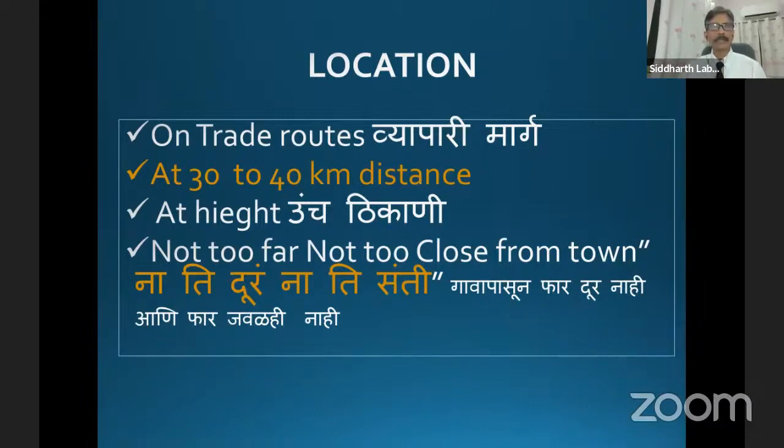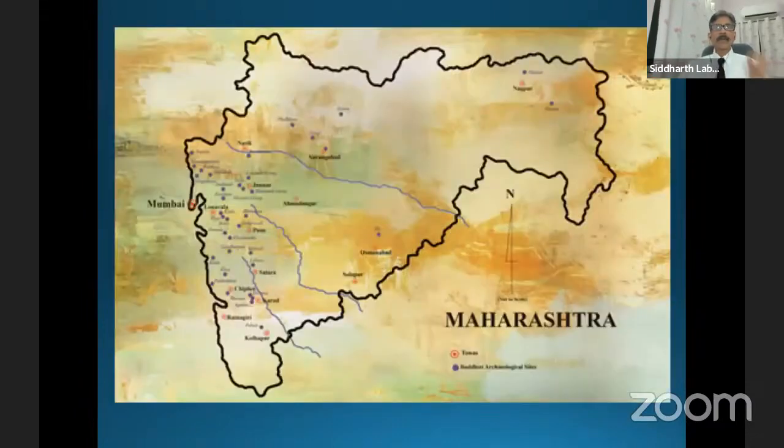These are four criteria, right? So in Maharashtra, if you see the map of Maharashtra, most of the dots, those blue dots, are the locations of the lane. So you will find the maximum lane on the left side towards the Sahyadri ranges. As we have said earlier, Sahyadri ranges rock is good for rock-cut architecture.